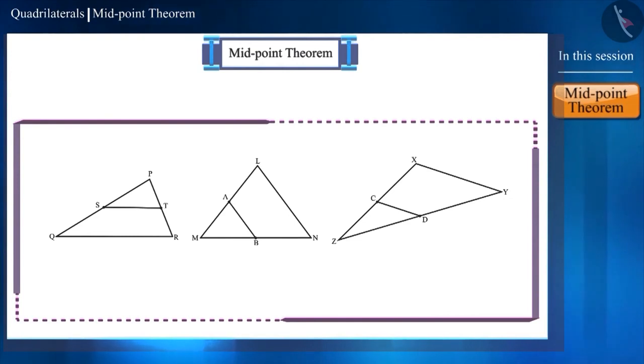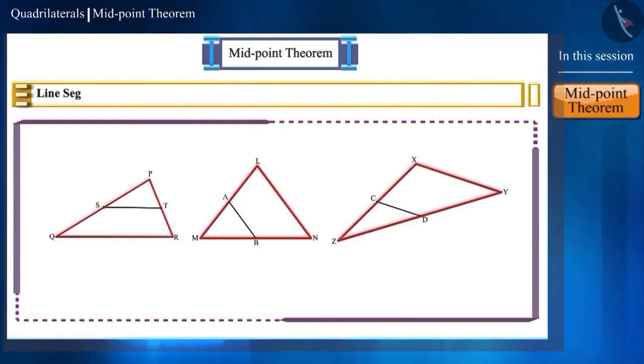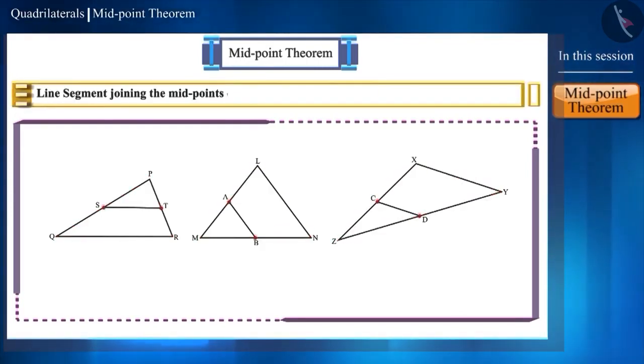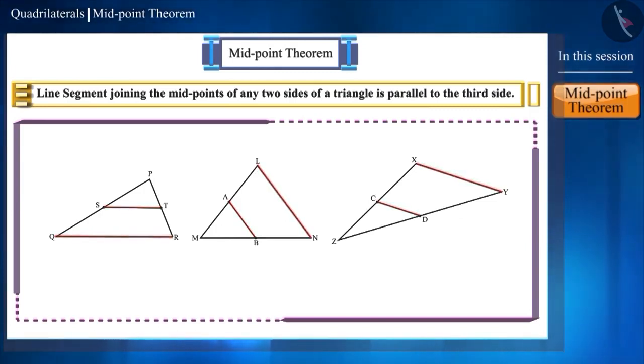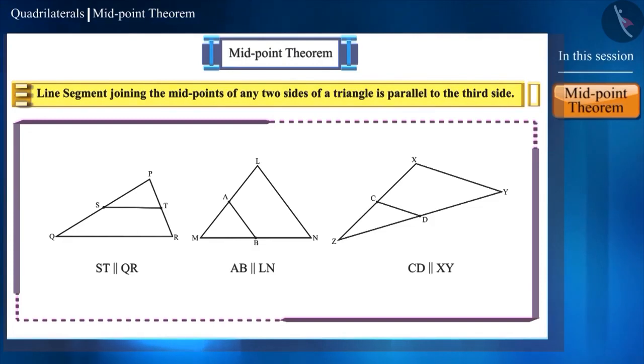Friends, you can repeat this activity by taking some more triangles. Now, you will reach the conclusion that the line segment joining the midpoints of any two sides of a triangle is parallel to the third side. This is what we call the midpoint theorem. We can prove this mathematically as well.